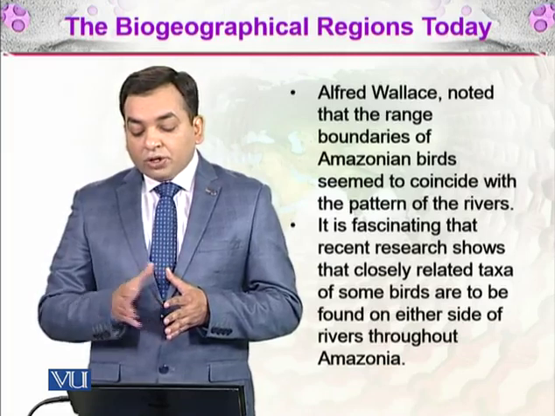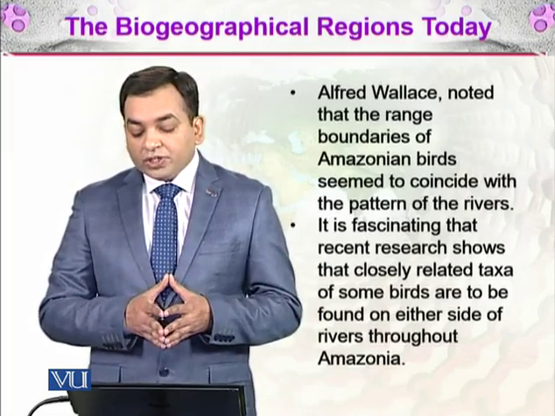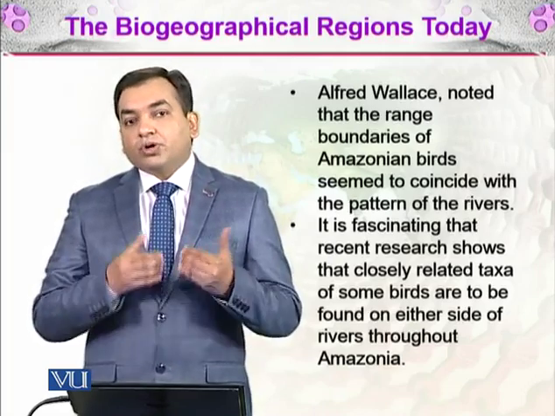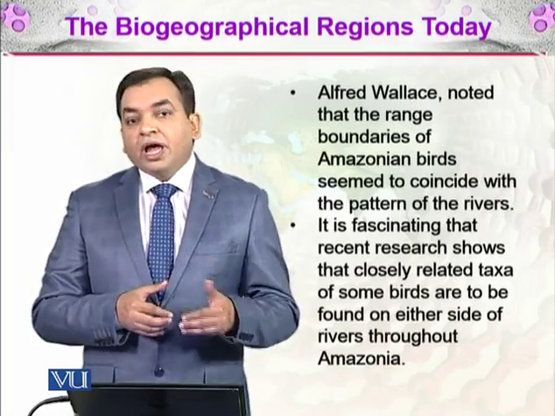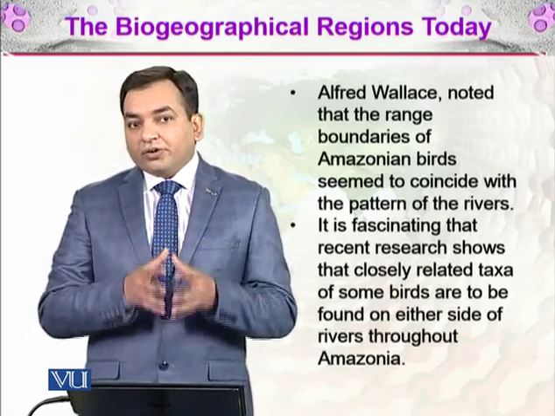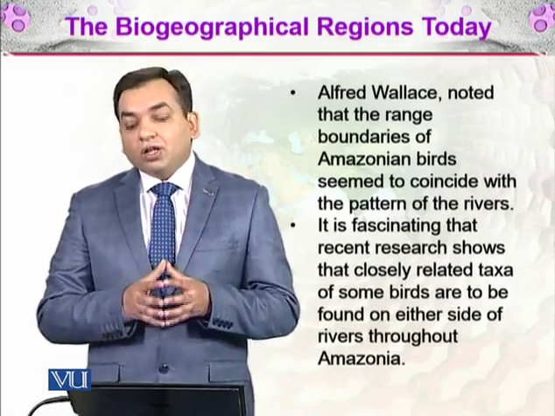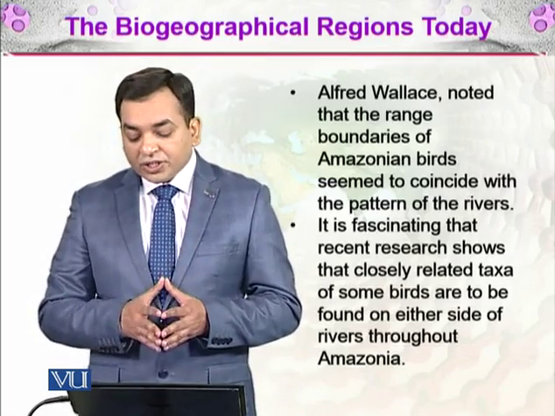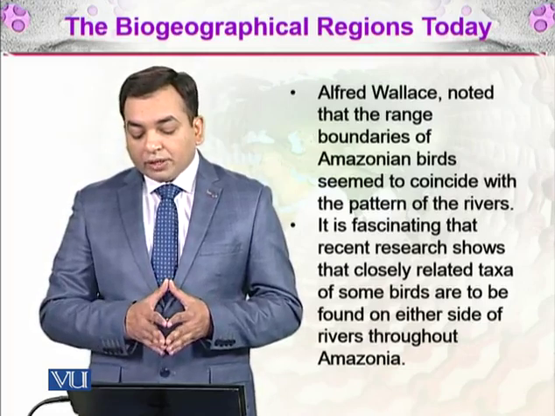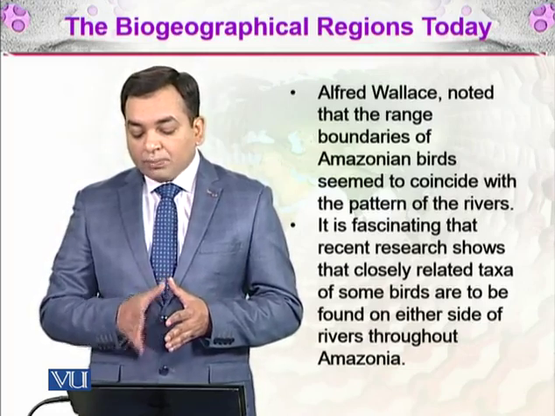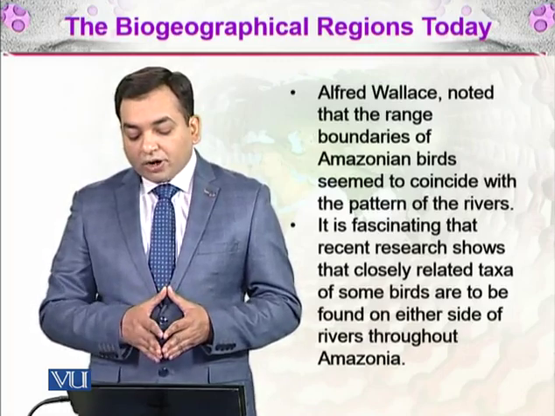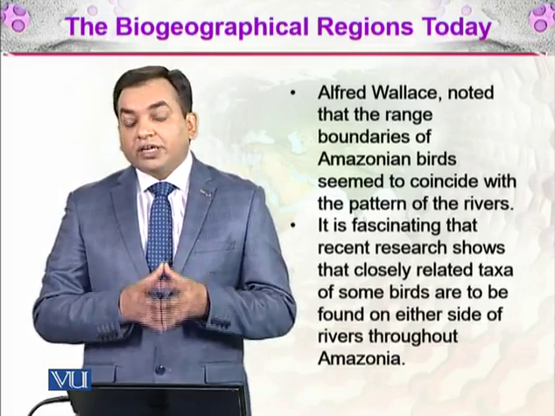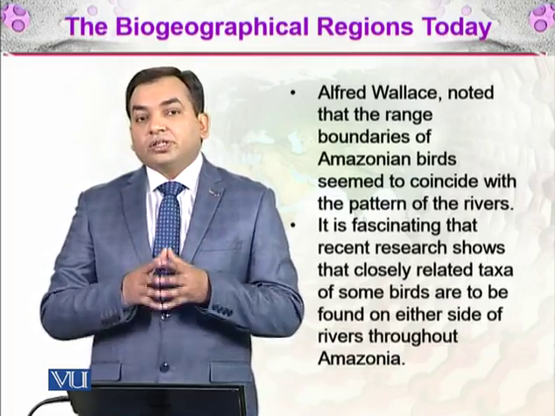Alfred Wallace noted that the range boundaries of Amazonian birds seem to coincide with the patterns of the rivers. He studied the Amazon River, and he said that the patterns of the river also mark the boundaries of the Amazonian birds. It is fascinating that recent research shows closely related taxa of some birds are found on either side of a river throughout Amazonia. So his observation has been validated through recent research in South America.